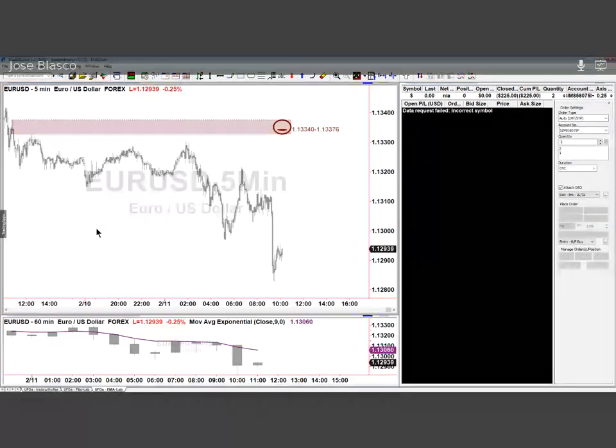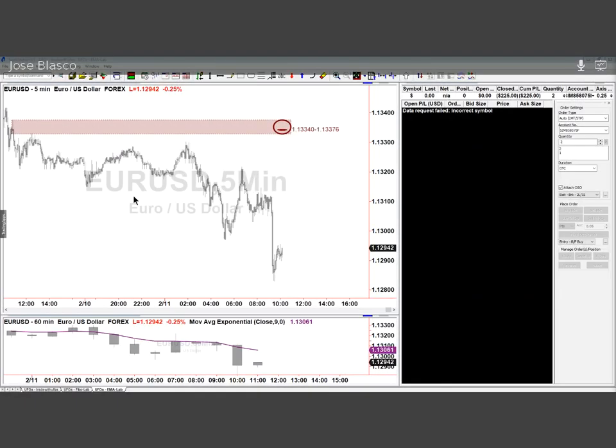With futures, I cannot trade micros, and therefore Orlando had a very good point. Let me get your comment on the screen, Orlando. So Orlando had a very good point. But in the case of Forex, it gives you a little bit more flexibility.